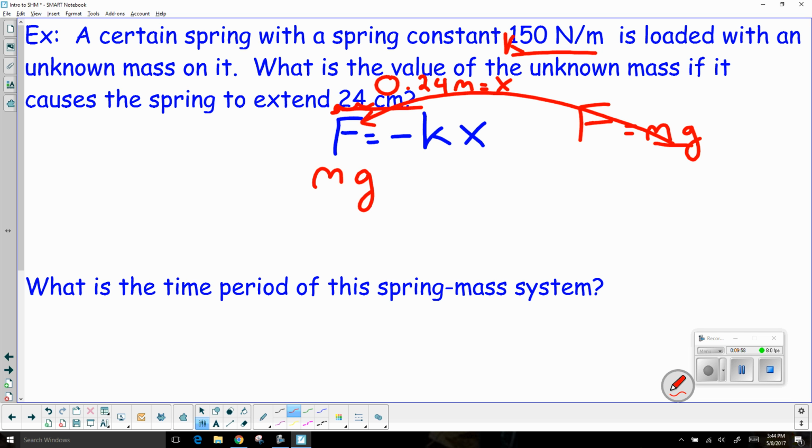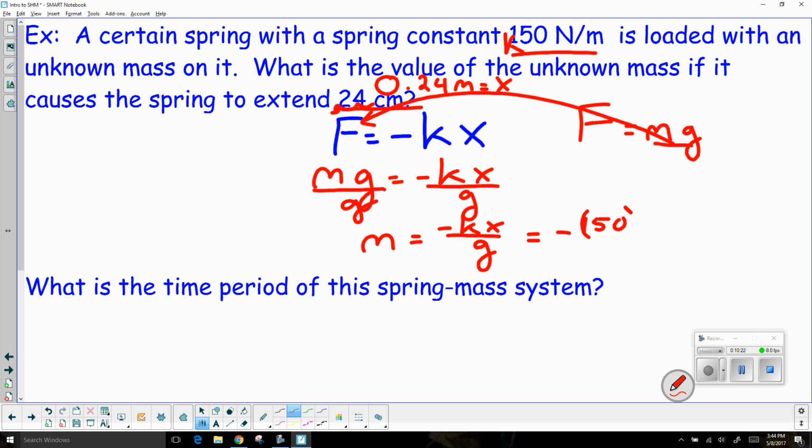I can then isolate mass by dividing both sides by gravity. And I have this new equation that the mass of the weight is going to be negative kx divided by g. So I'm going to have negative 150 newtons per meter times 0.24 for my stretch of my spring. And here is why the equation is negative, because gravity is negative, negative 9.8.